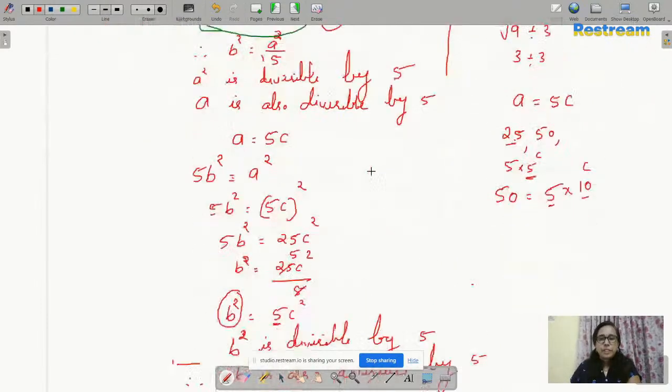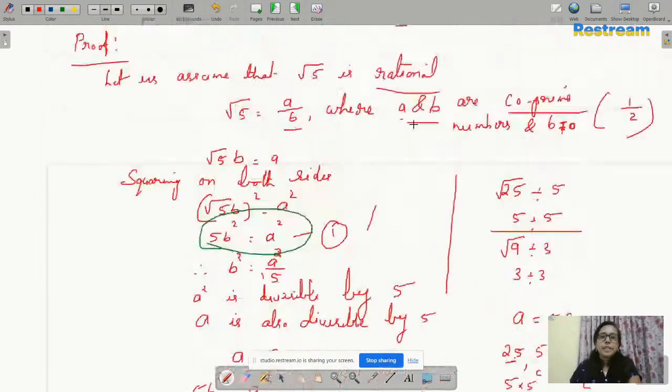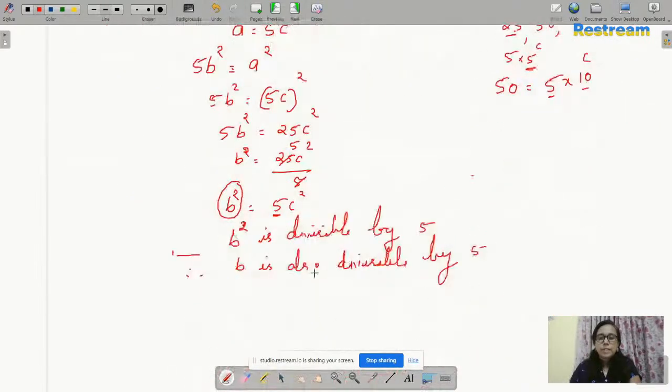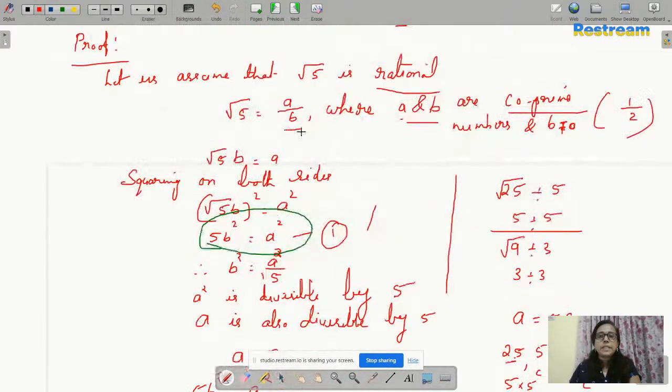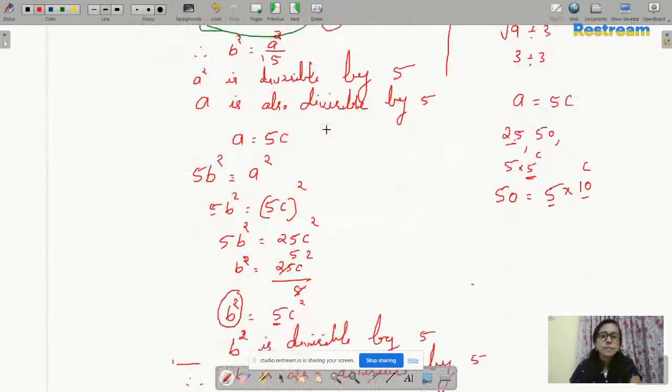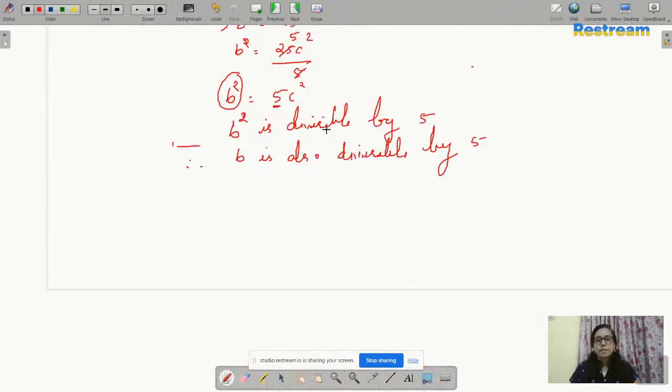But what we have proved now is that a is divisible by 5. That is, in a by b, the numerator is divisible by 5. Now the last one: b, the denominator, is also divisible by 5. So both numerator and denominator are divisible by 5. A is divisible by 5, and b is also divisible by 5. That's what we have proved now.